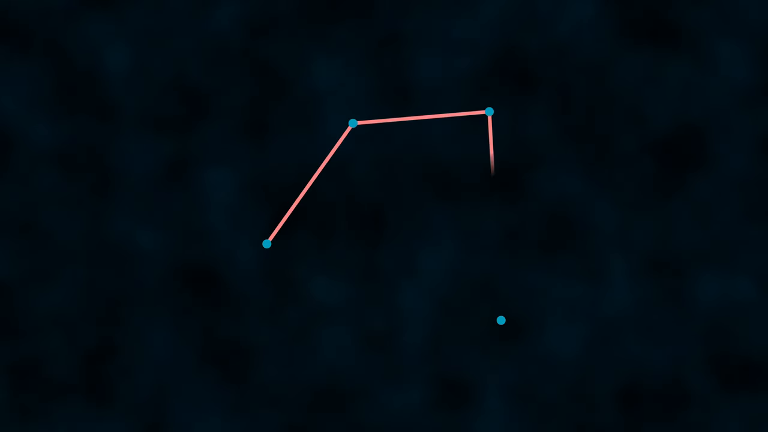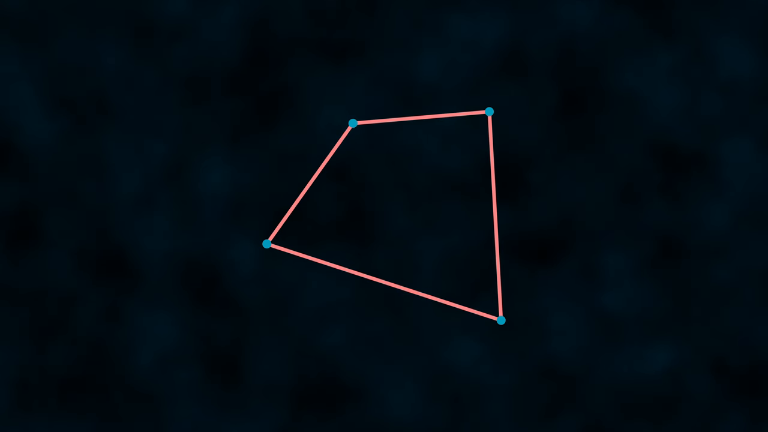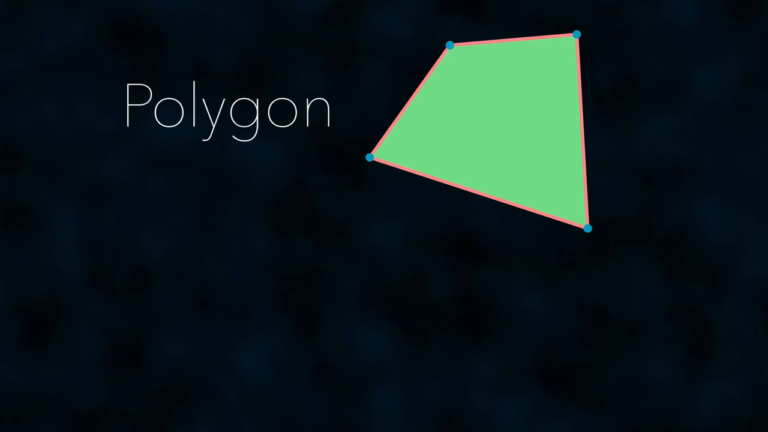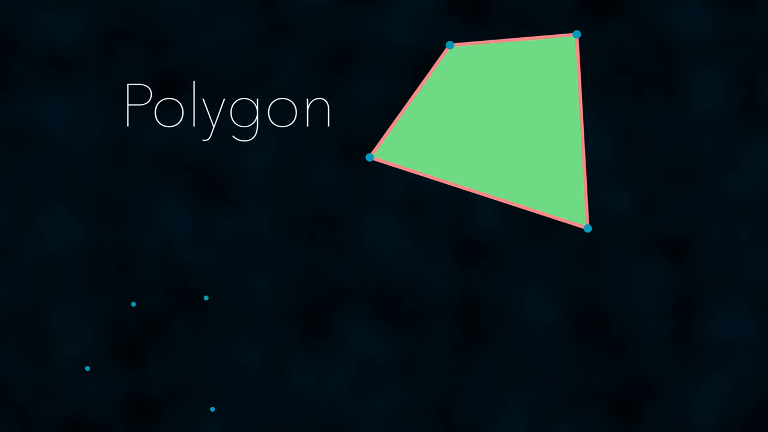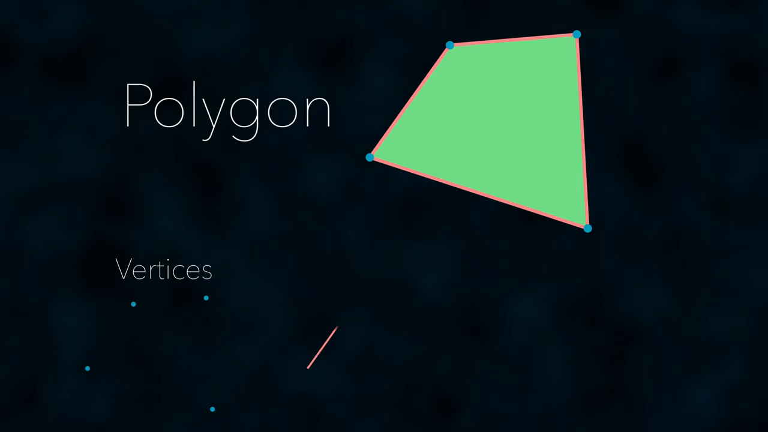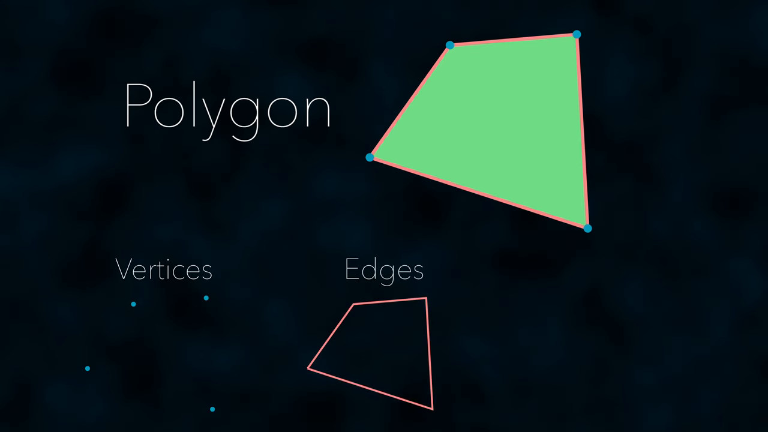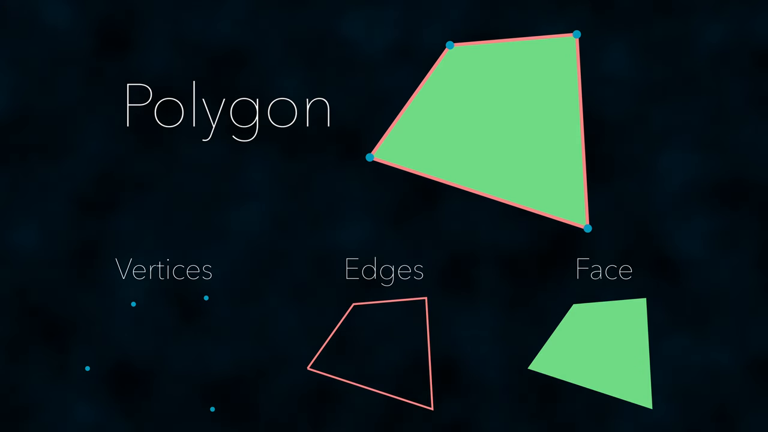A polygon is a 2D shape formed by connecting points with straight lines in such a way that they form a closed loop. The points that make up the polygon are called vertices. Lines are called edges. And the area inside is called a face.